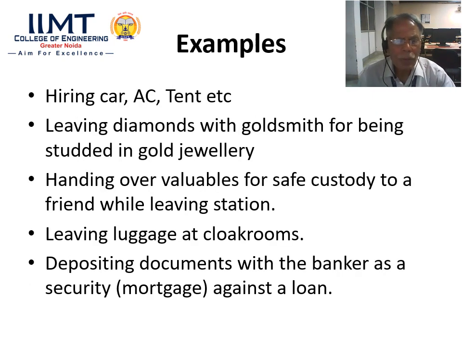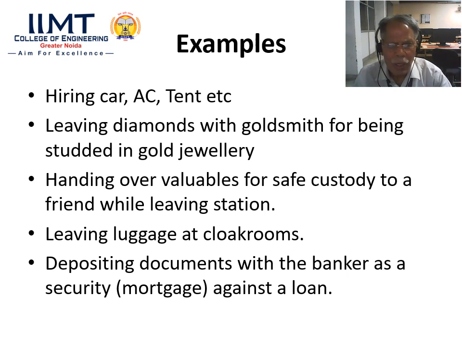Some more examples could be hiring a car, hiring AC, hiring a tent. Another example, leaving diamonds with the goldsmith for being studded in gold jewelry. So you are giving diamonds to the jeweler. You become the bailer and the goldsmith becomes the bailee. Another example, handing over valuables for safe custody to a friend while leaving station. You are the bailer, and your friend or neighbor to whom you have handed over your goods for safe custody during your outstation absence obviously becomes the bailee.